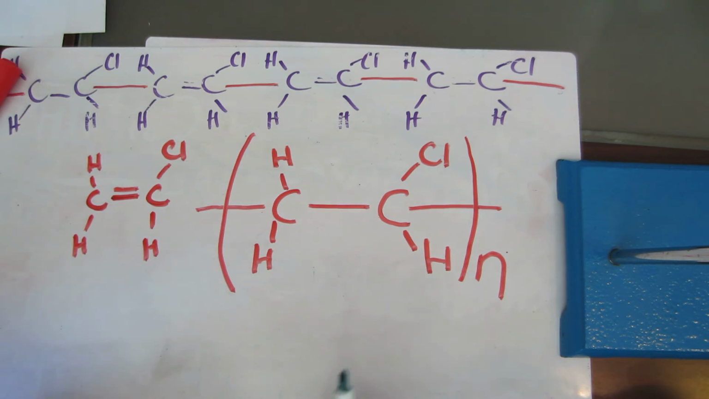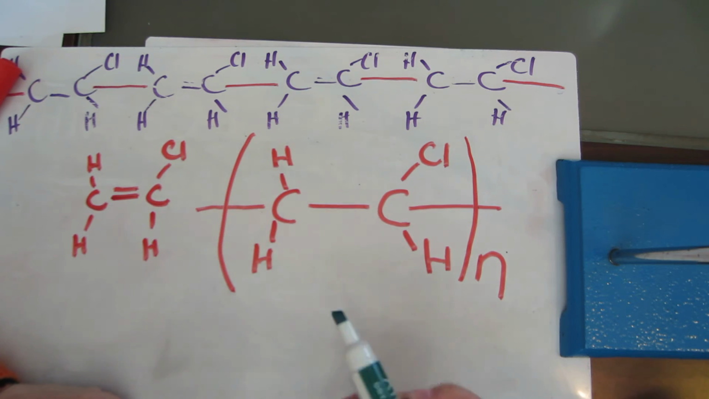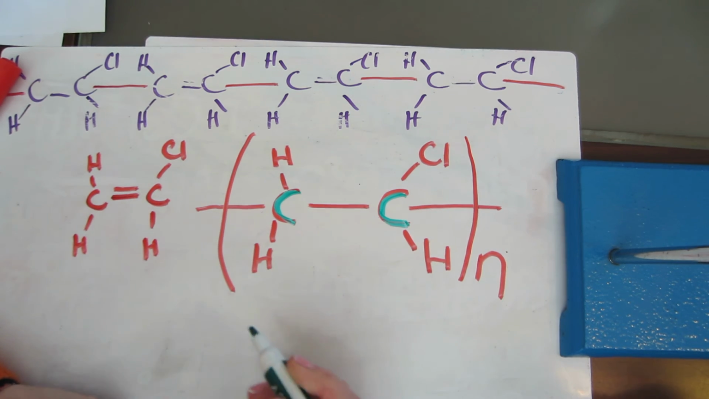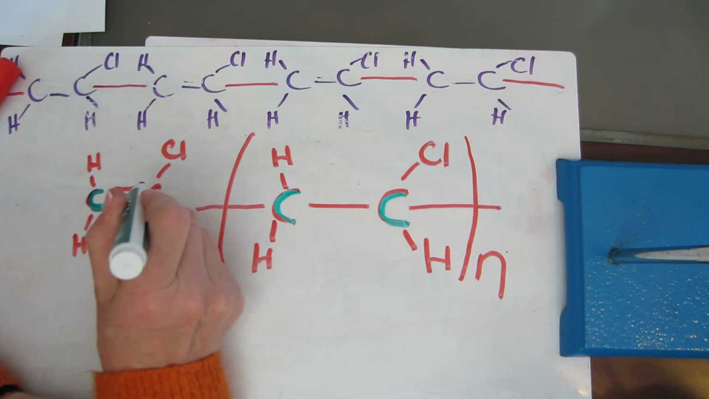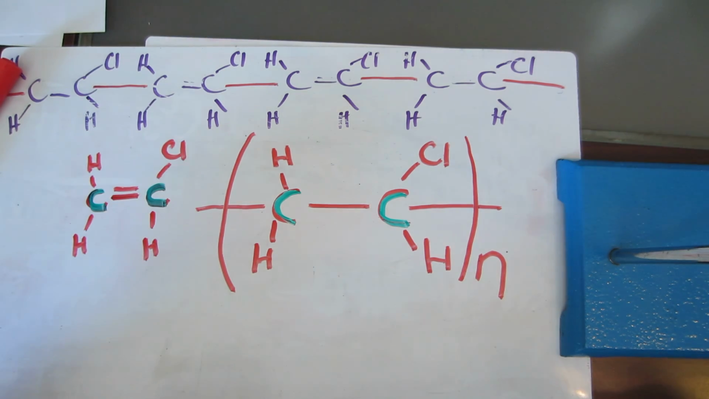Notice that the carbon atoms in the repeat unit, I'll just color them in green, were the carbon atoms that made my carbon-carbon double bond. And that might help you write more complicated repeat units. Okay.